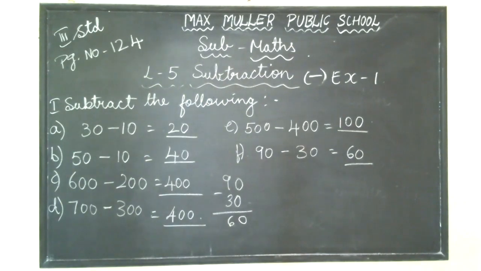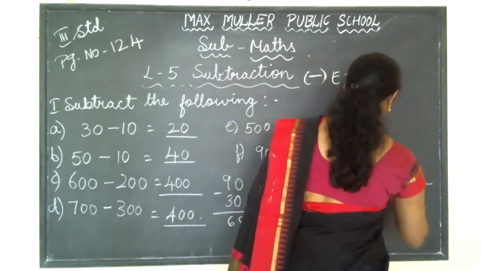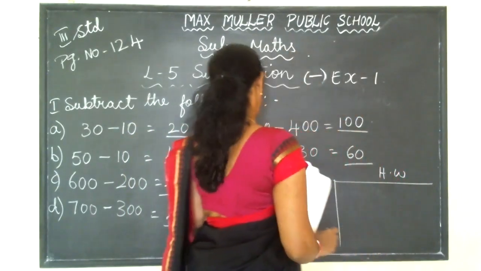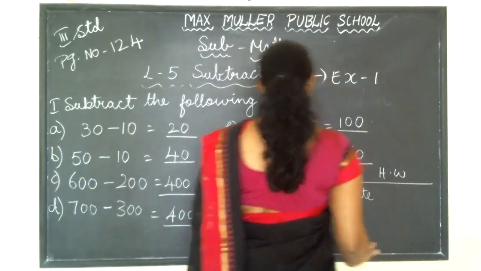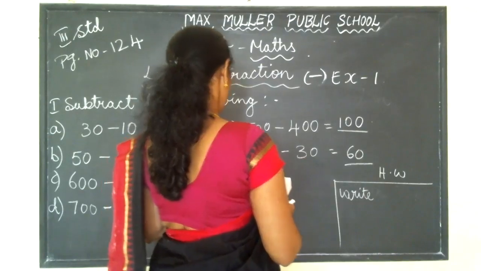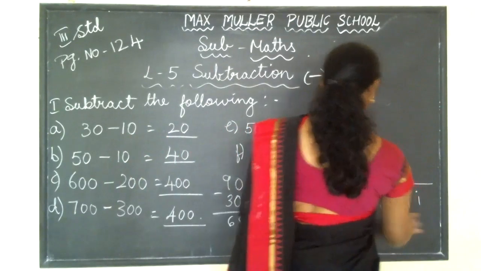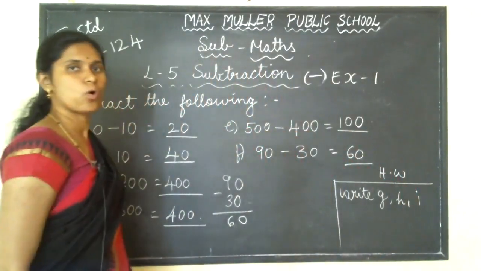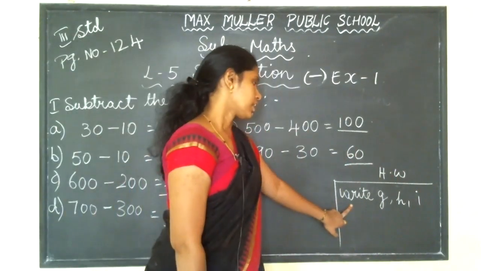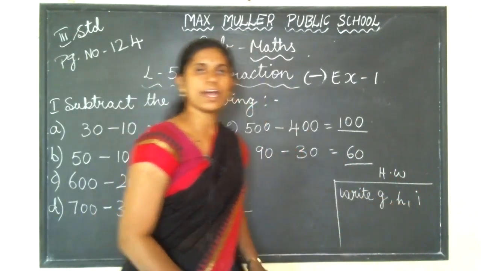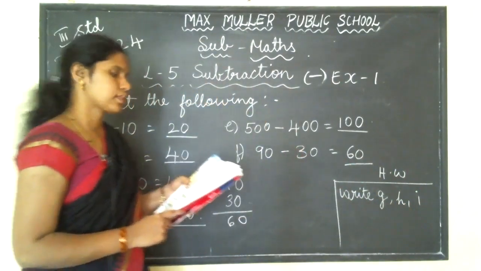Next, the remaining ones you have to do as homework. After the class only you can finish. E, F finished. G, H, I, these three you can do as homework. Understood, all of you? You have to write G, H, I as homework. The remaining you have to copy from the board. Thank you, students.